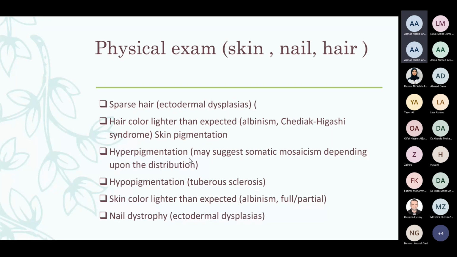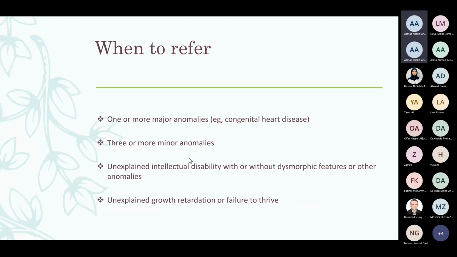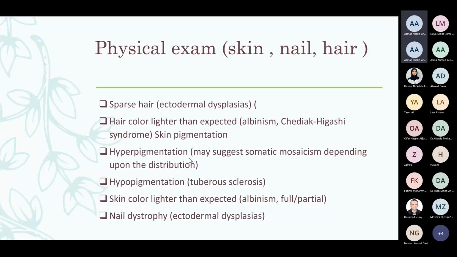The skin, hair, and nails, we already went around it. We said that you will see sparse hair in ectodermal dysplasia. The hair color may be lighter than expected in certain syndromes. There is hyperpigmentation, hypopigmentation, skin color lighter than expected, and nail dystrophy. All this is important.